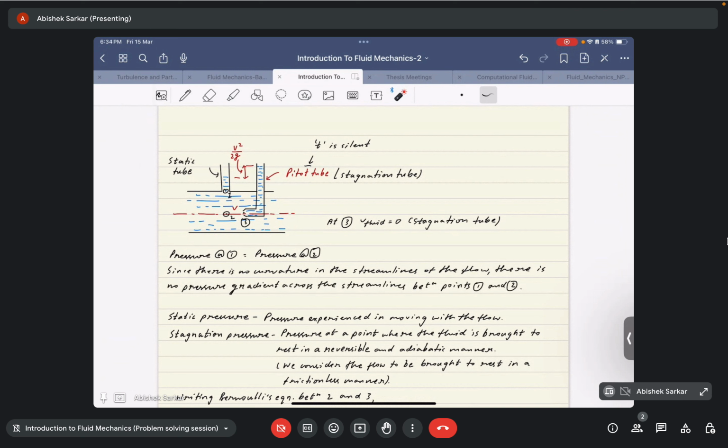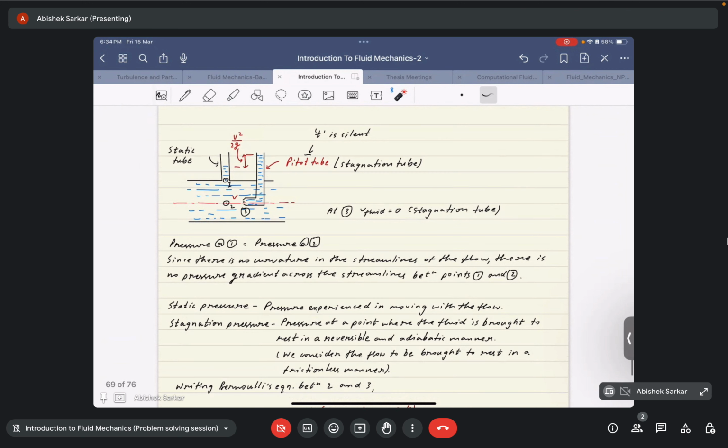But the main use of the pitot tube is to measure the velocity of the flow at a particular point in the flow field. Okay, so it's a very important thing to remember. There can be questions in competitive exams regarding the main purpose of the pitot tube. So the main parameter that the pitot tube measures is the velocity of the flow, and the venturi meter and orifice meter are used to measure the flow rate, that is the volume flow rate Q, in a particular duct or pipe.